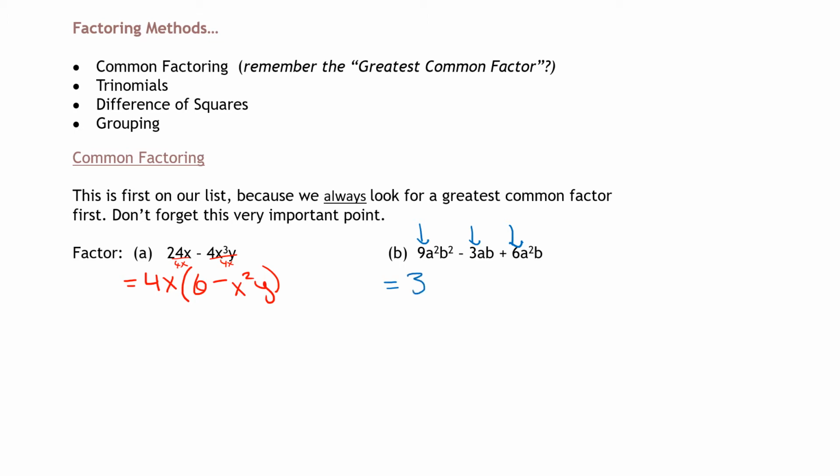Now we look at the a's. We've got an a squared, an a, and an a squared, and we can only take out what's there. We can't take out any more. So the middle one has a single a, and that's as much as I can take out of all of them. Even though the other two have a squared, I can only take out as much as what's there. So I can only take out an a. And now we look at the b's. We've got a b squared, a b, and a single b. So we have to go with the smallest that we can go with, and that's a b.